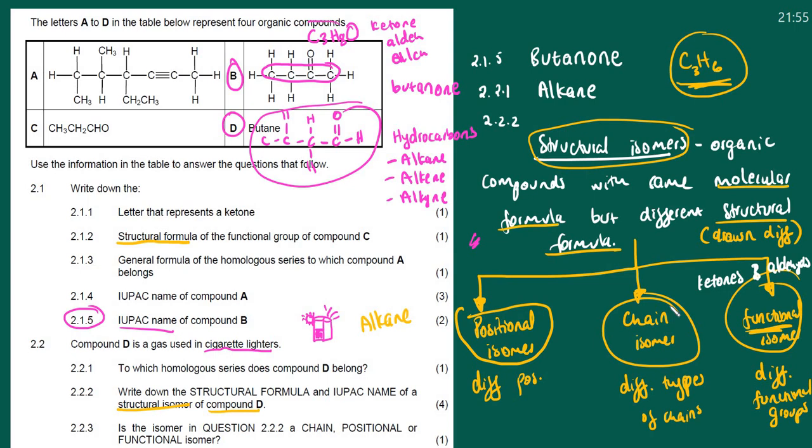Okay, and then alkanes will most probably fall under chain isomers only. They don't fall under positional isomer. They do not have positional isomers, because on an alkane you can't say, let me show you.